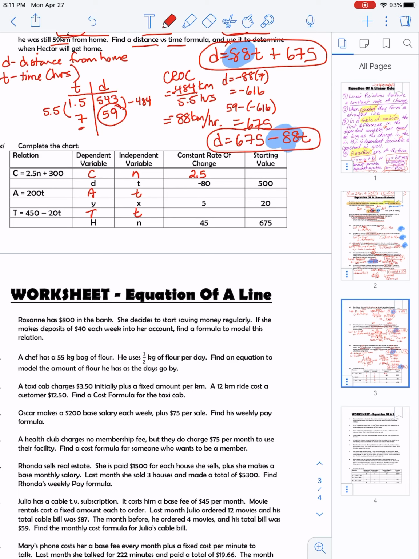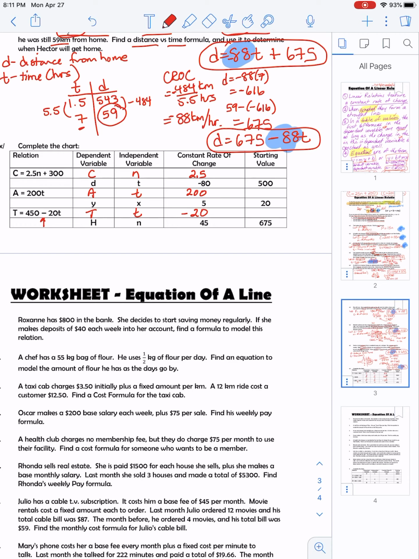For the next one, that would be 200. So the rate is 200 something. I don't know what the A and the T stand for, so I can't tell you what the units are. In the last one, the number that is attached to the variable is the 20, but don't forget the minus sign, because it's showing you that whatever that independent variable is, it's decreasing by 20 every time.